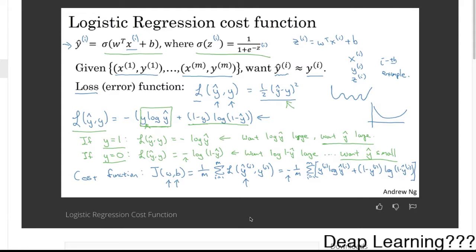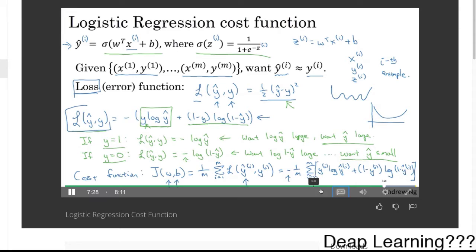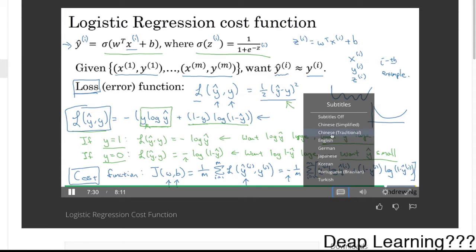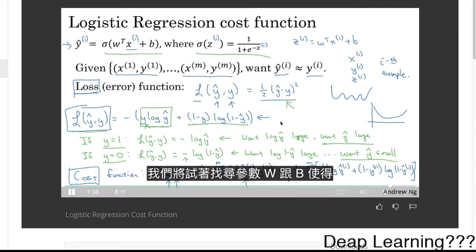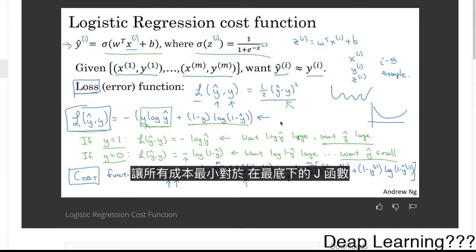So the terminology I'm going to use is that the loss function is applied to just a single training example, like so, and the cost function is the cost of your parameters. So in training your logistic regression model, we're going to try to find parameters W and B that minimize the overall cost function J written at the bottom.